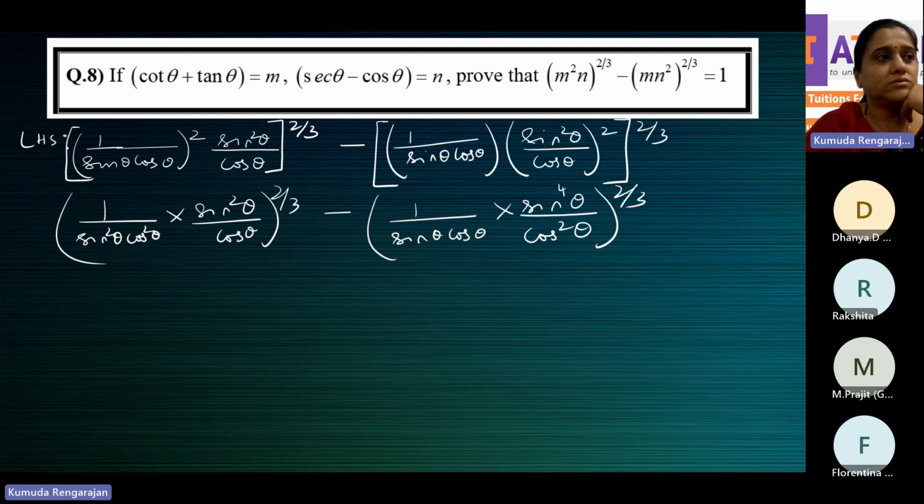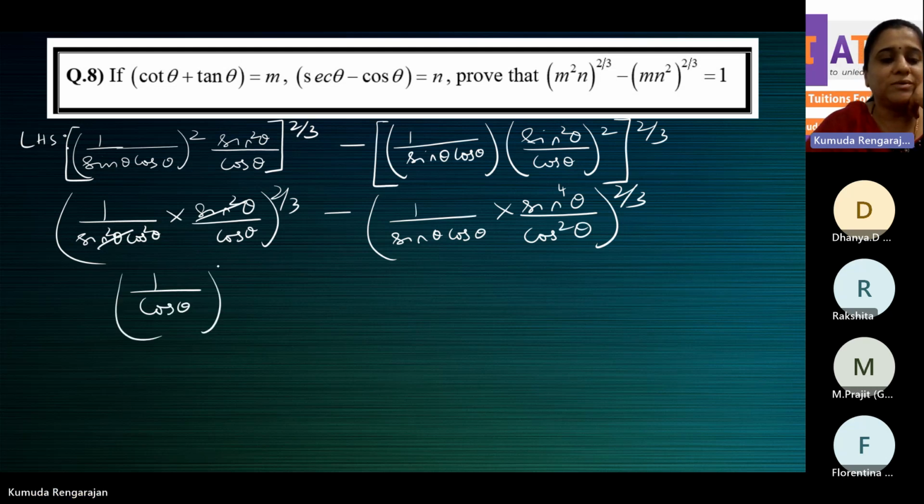So next what? Sin square theta gets cancelled. 1 by cos cube theta. Now we multiply the power. So we'll write 1 by cos theta that cube, it becomes 3 into 2 by 3. So 3 cancels. So 1 by cos square theta, which is nothing but secant square theta.